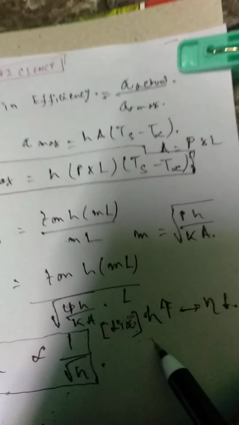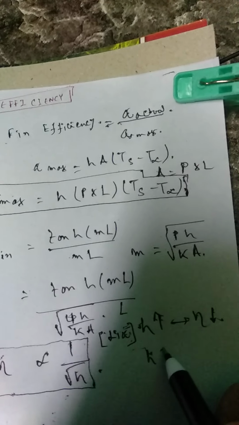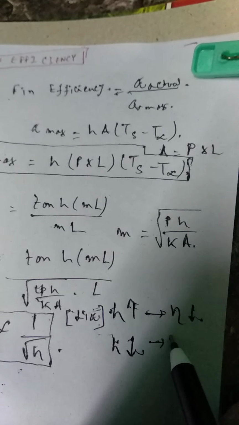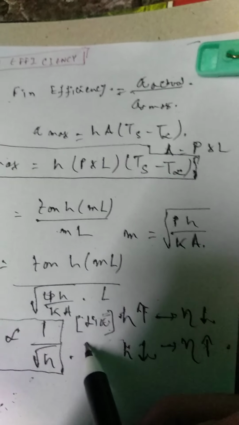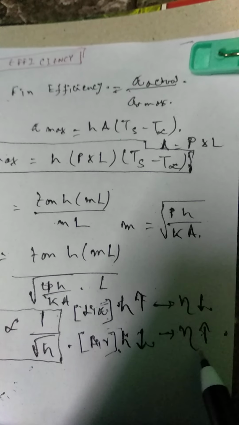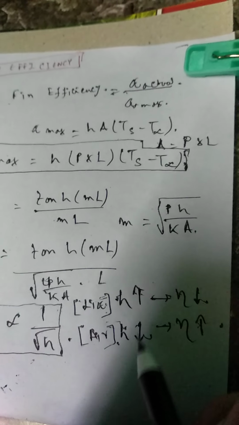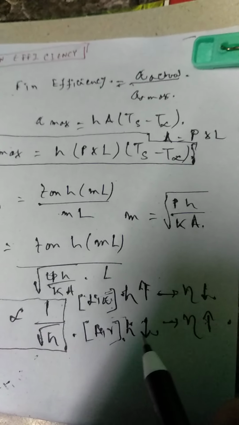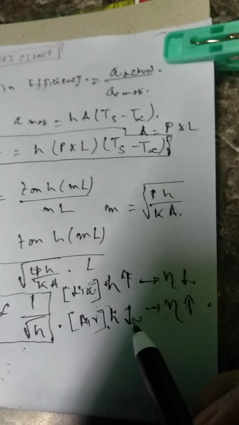When the value of h is low, efficiency will be high. So this is true for air. To get greater fin efficiency, we should use a medium with low h. That is why we use air as the ambient surroundings. So you have understood why you use air as the ambient surroundings, to have a greater fin efficiency.